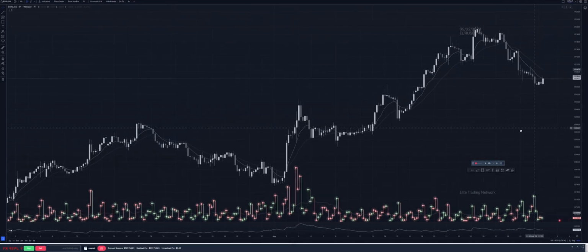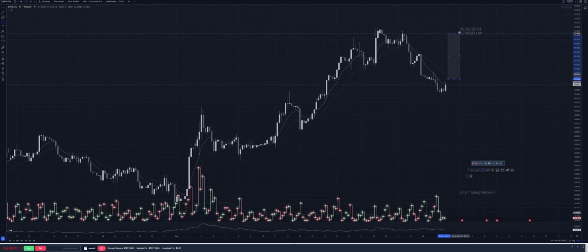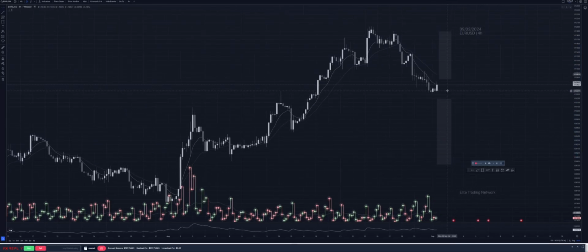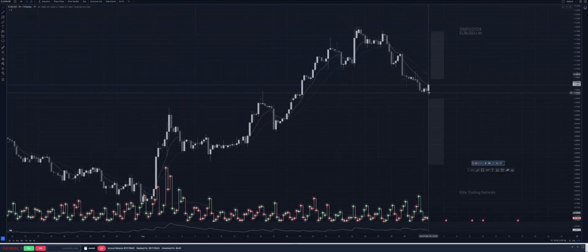If we look at the 4 hour, not touching from here, not touching from here. So this entire area is a no man's land for me. I'm not touching it for many reasons. I don't want to get into the actual technicals of it because I could talk for like 8 hours on it. But yeah, not a market I want to touch.